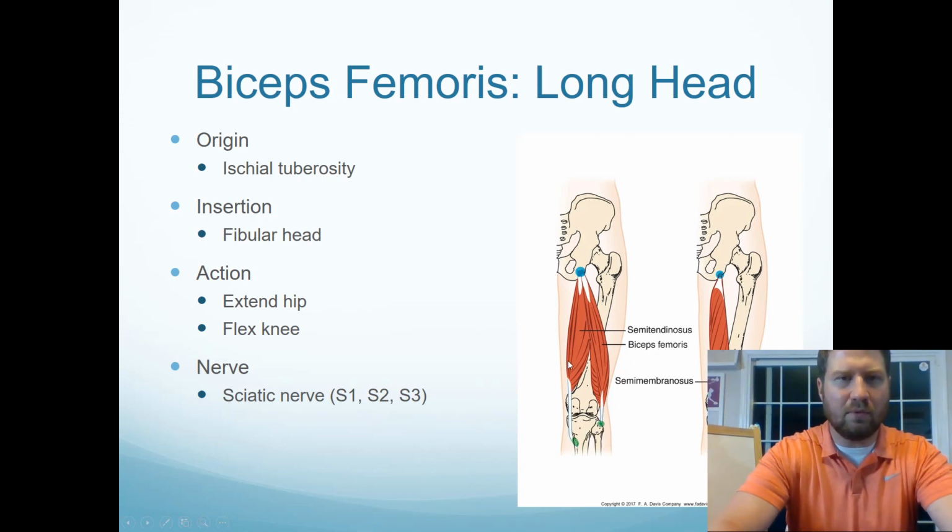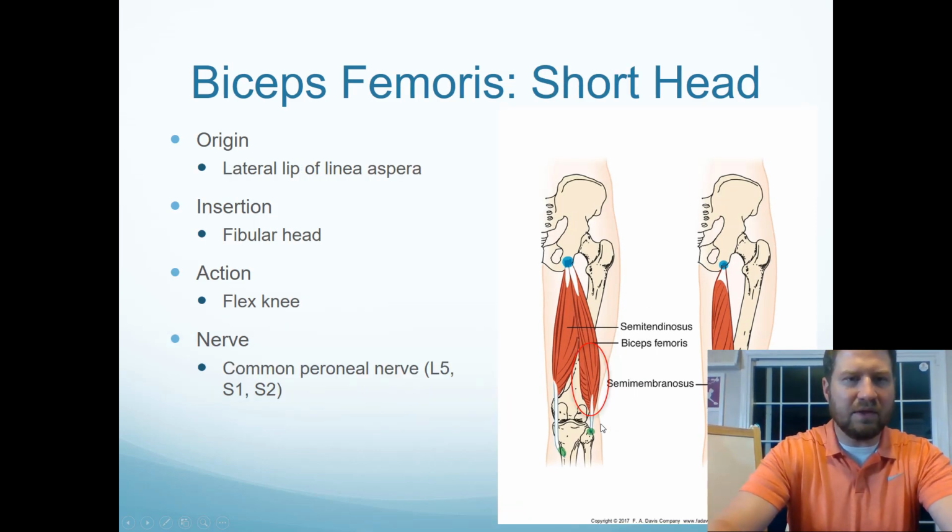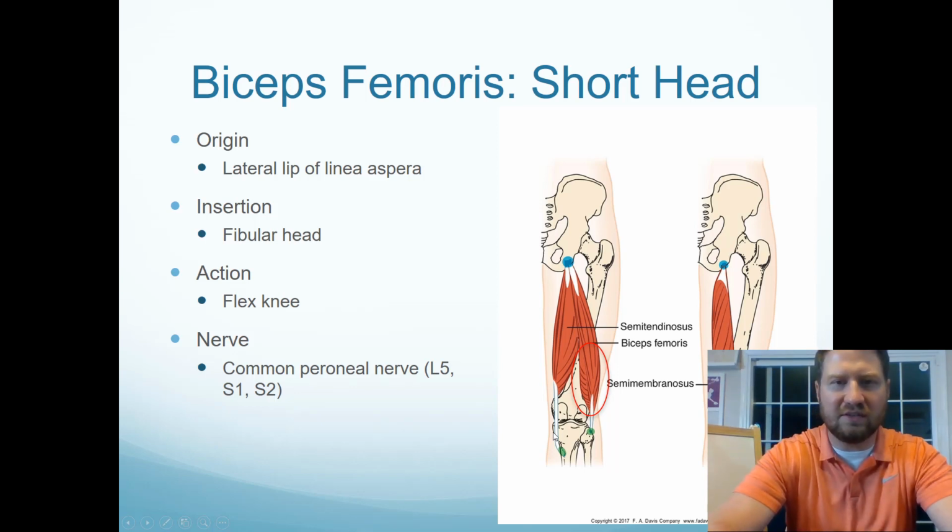Our biceps femoris has two heads, our long head and our short head. Our biceps long head goes from the ischial tuberosity all the way down to the fibular head. They have the same insertion, but the origin is different. The short head of your biceps has an origin on the lateral lip of the linea aspera, so midline of the femur. So semitendinosus and semimembranosus have different insertions. Biceps femoris heads have different origins.